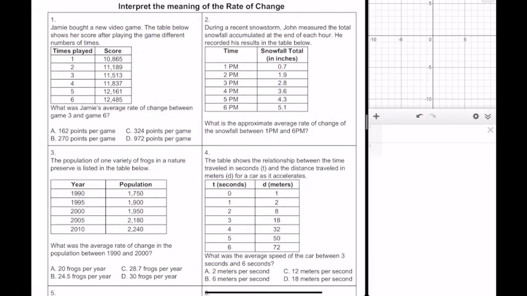Now we're going to look at interpreting the meaning of the rate of change when you have a word problem or a scenario and a table to look at. So in number 1, Jamie bought a video game. The table shows her score after playing the game different numbers of times. What was Jamie's average rate of change between game 3 and game 6? So notice that this now says the average rate of change. That means that it may not be constant, but we want to find approximately how many points her score increased or changed per game that she played between game 3 and 6.